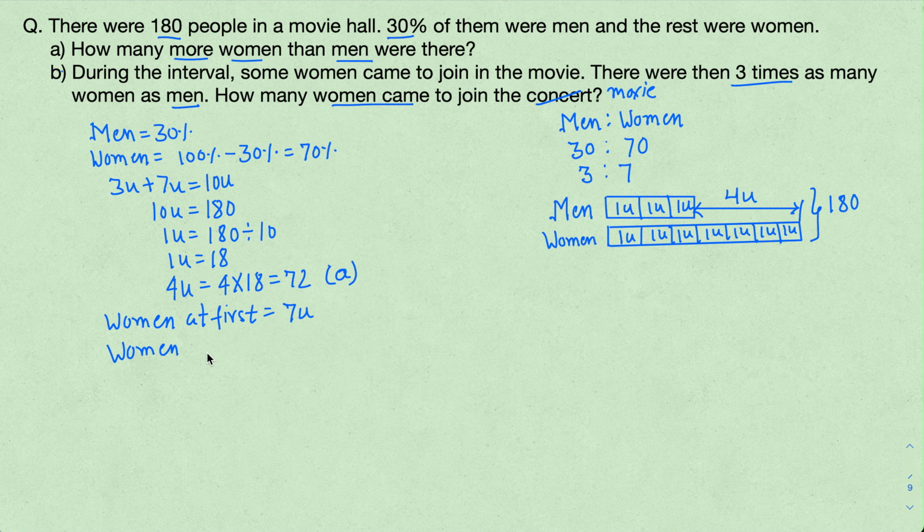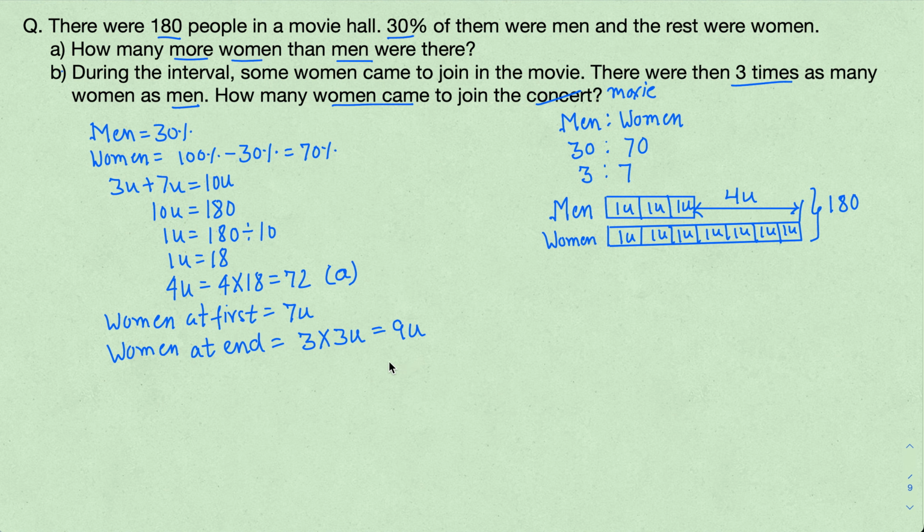So the number of women in terms of units, women at the end, that means after some women have joined in the interval, the number of women became 3 times the number of men. And what is the number of men? 3 units, right? So men here is 3 units. So here we should put 3 times 3 units, and that will give us 9 units. That means later the number of women became 9 units, right?